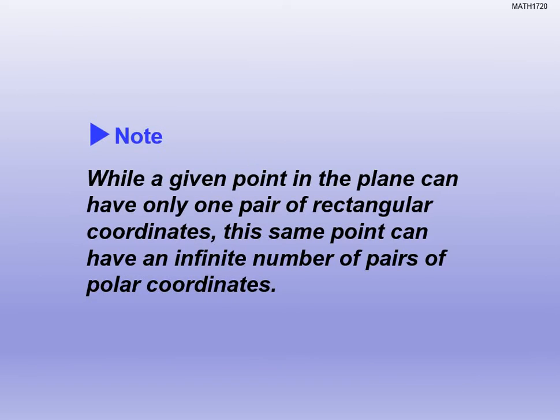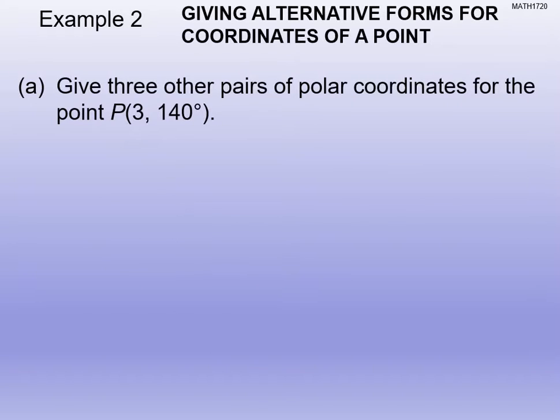Okay, so just a brief note here. It says, given a point in a plane can have only one pair of rectangular coordinates, the same point can have an infinite number of pairs of polar coordinates. So it has to be a function, essentially, one pair of rectangular coordinates, but why can we have infinite polar coordinates? Because remember, we can keep going 360 degrees in either direction. We can keep going in a circle over and over. That circle can only match that specific rectangular coordinate.